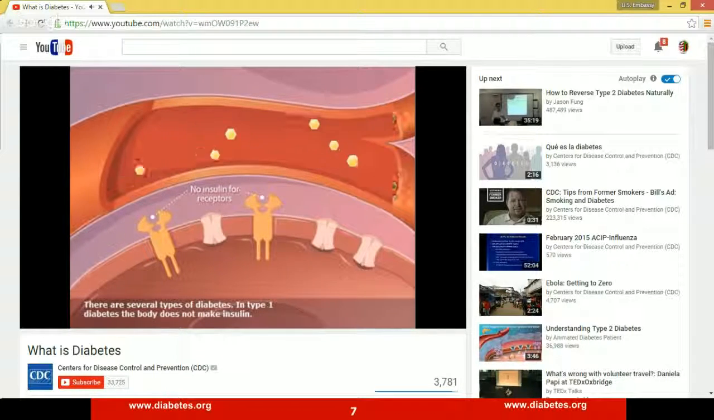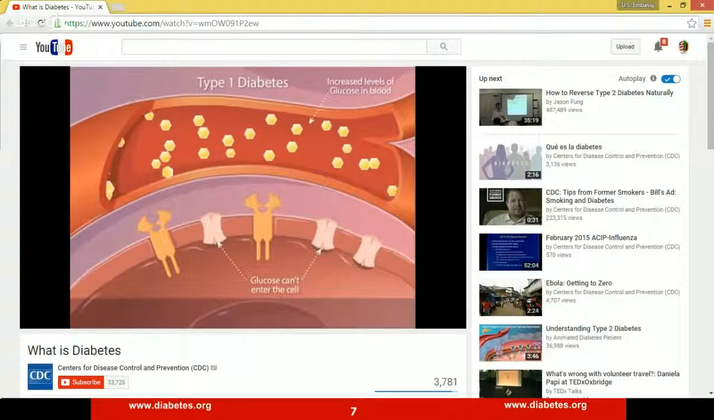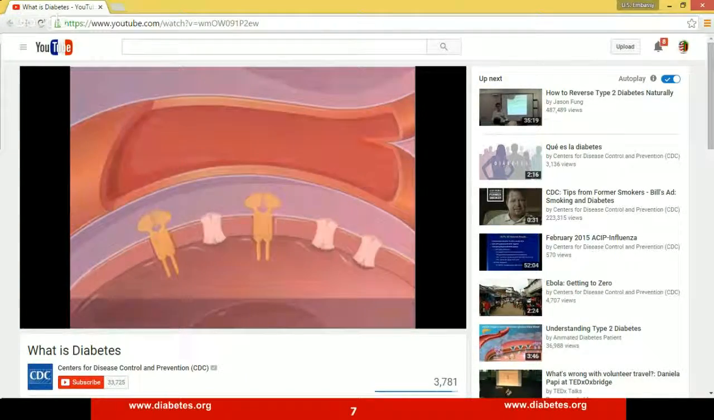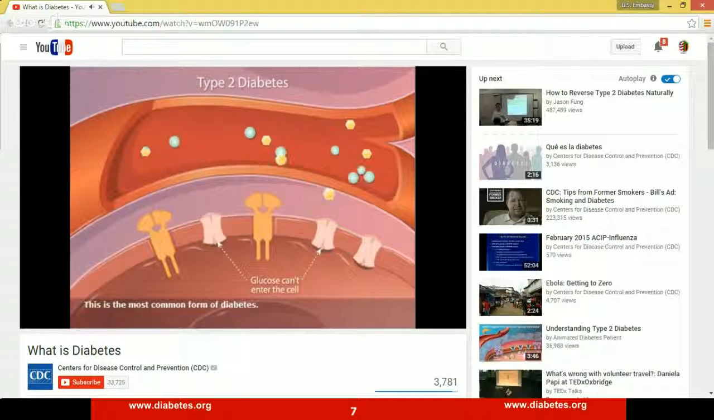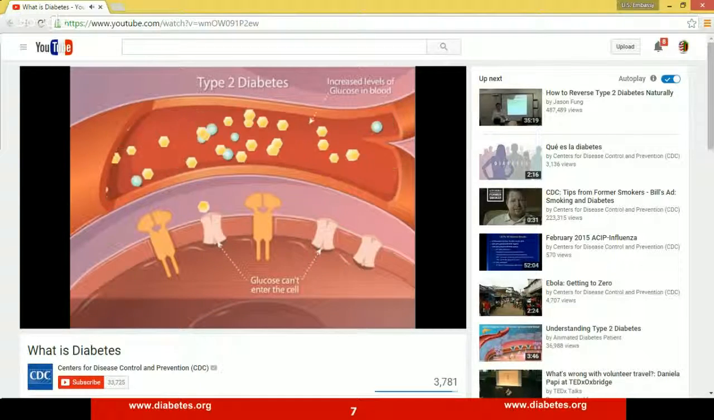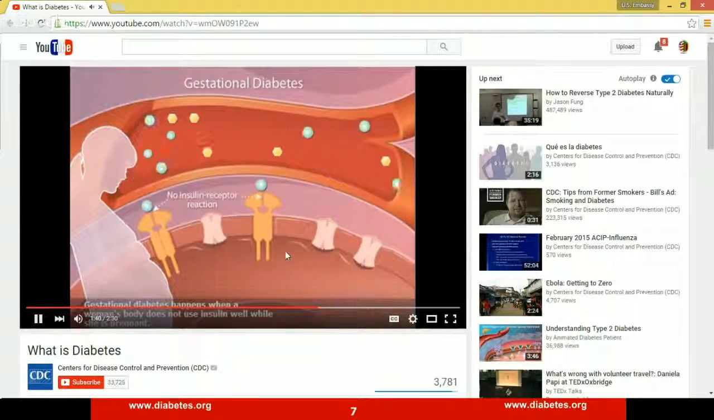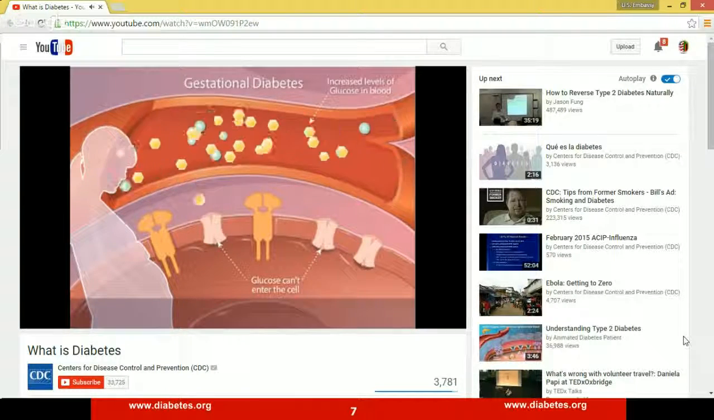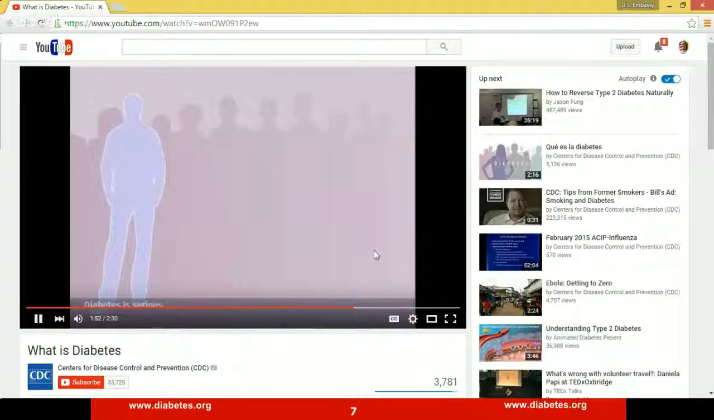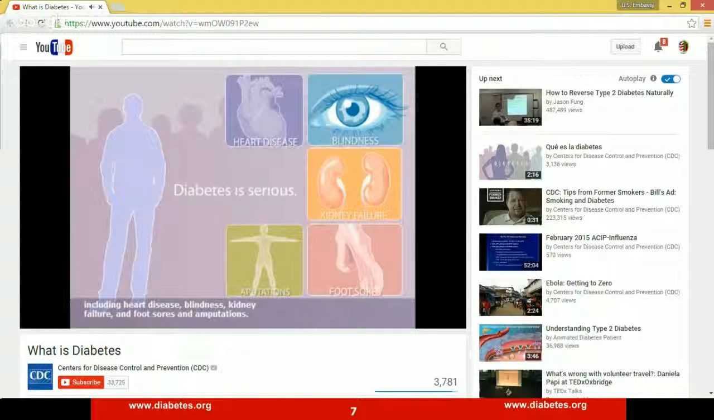There are several types of diabetes. In type 1 diabetes, the body does not make insulin. In type 2 diabetes, the body does not use insulin well and may not make enough insulin. This is the most common form of diabetes. Gestational diabetes happens when a woman's body does not use insulin well while she is pregnant. It raises her risk for type 2 diabetes and raises her child's risk of getting diabetes. Diabetes is serious. Over time, high blood glucose levels may cause many health problems, including heart disease, blindness, kidney failure, and foot sores and amputations.